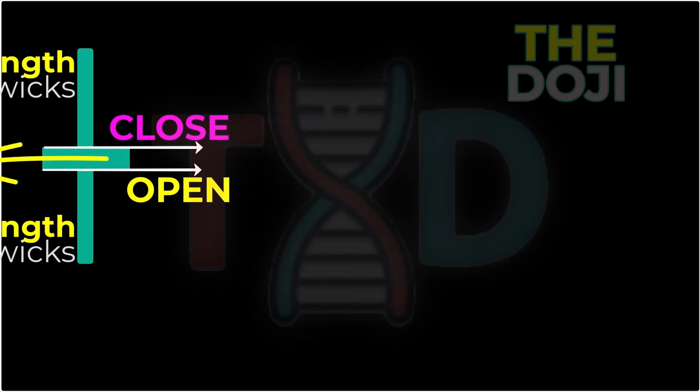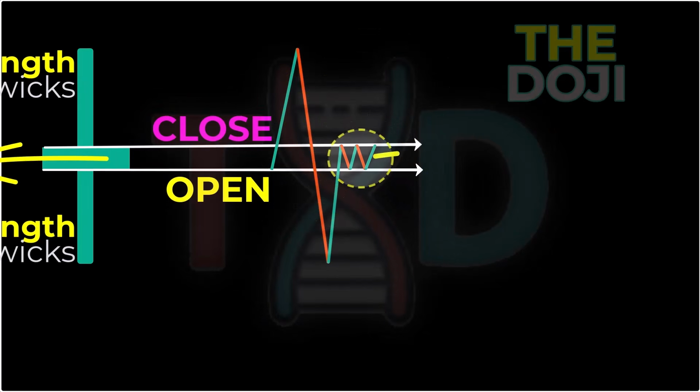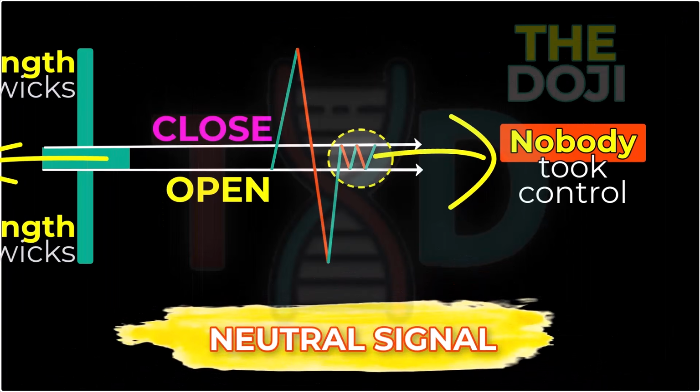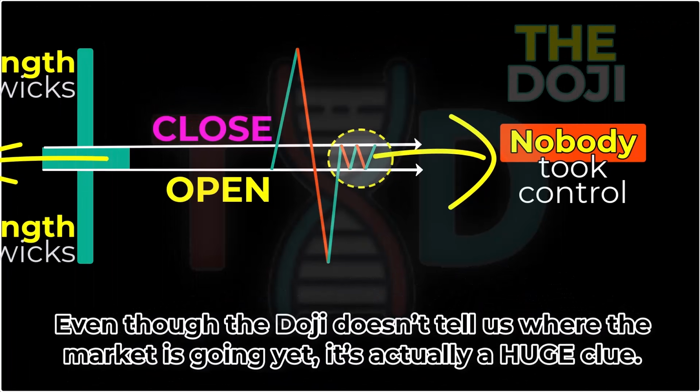Now here's what that means. During that time frame, the buyers and sellers were in an all-out battle. The sellers tried to slam the price down, the buyers pushed it back up. But by the end of the candle, it was a complete draw. Nobody took control. That's why the doji is seen as a neutral signal. But here's where it gets exciting. Even though the doji doesn't tell us where the market is going yet, it's actually a huge clue.